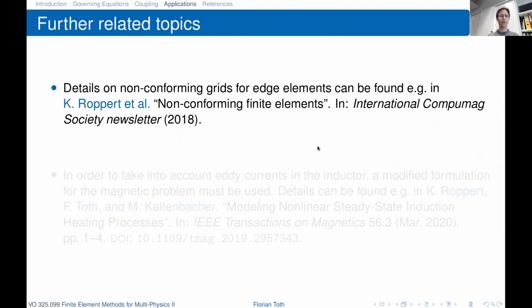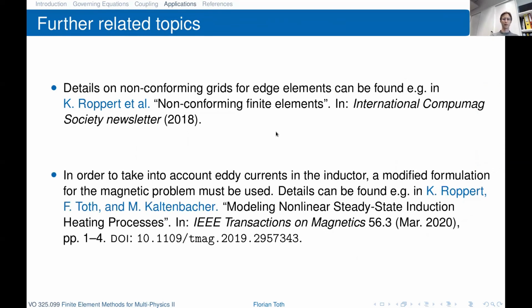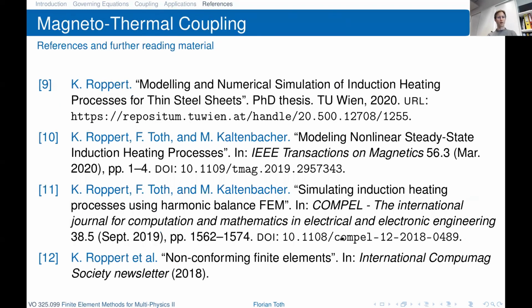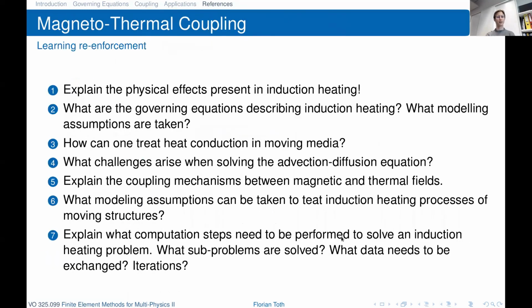I've given here a few references on further related topics. I've mentioned the non-conforming grids for edge elements. There's a newsletter on that, and if you're interested in how to take into account the eddy currents in the inductor, you need a modified formulation for the magnetic problem, and details can again be found in the paper given here. Here are the references again collected, and finally we have the magnetothermal coupling question.